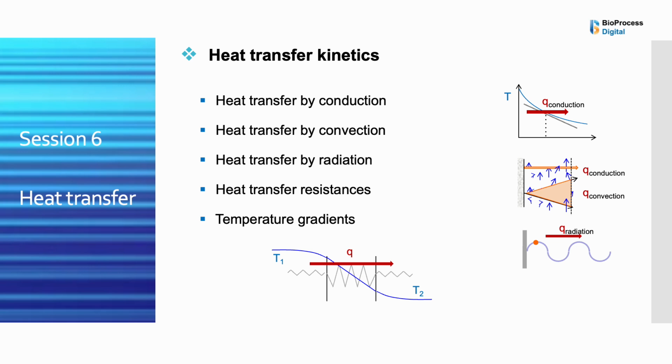Heat transfer is a major limiting phenomenon in thermal unit operations, as it directly impacts both the rate and efficiency of the process. In Session 6, you will learn the mechanisms and governing laws of heat transfer by conduction, convection, and radiation, how to evaluate heat transfer rates and resistances in multi-phase systems, how temperature gradients are established, and how they evolve over time within these systems.